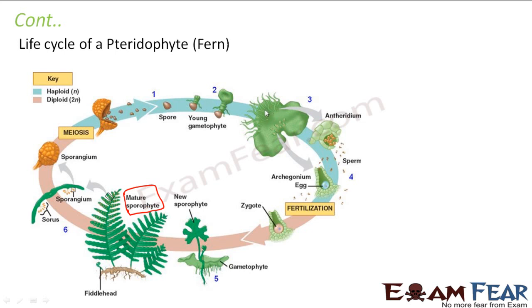This gametophyte then will have the male and the female gametophytes, which will form the male and the female sex cells. They will fuse together to form a zygote. Then the zygote will grow into a new sporophyte, and that will again in turn form the mature sporophyte. So this is the life cycle of a pteridophyte.